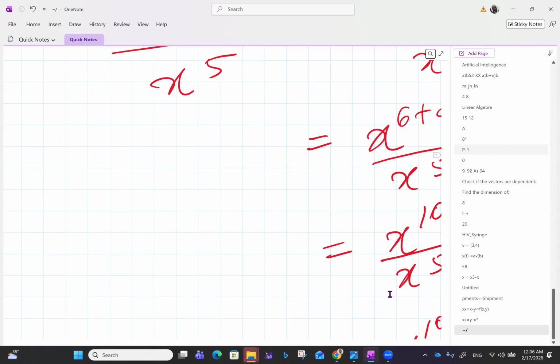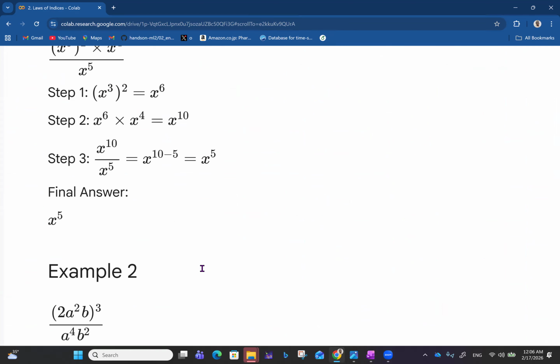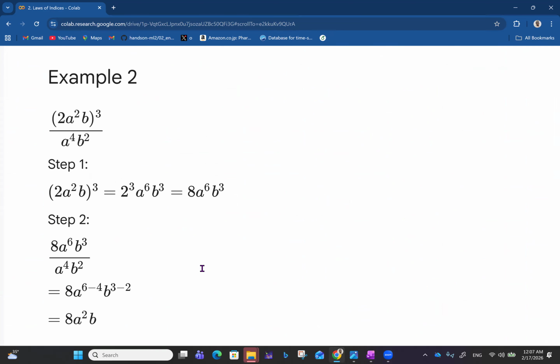Okay. Now we have an example. Imagine this example 2.